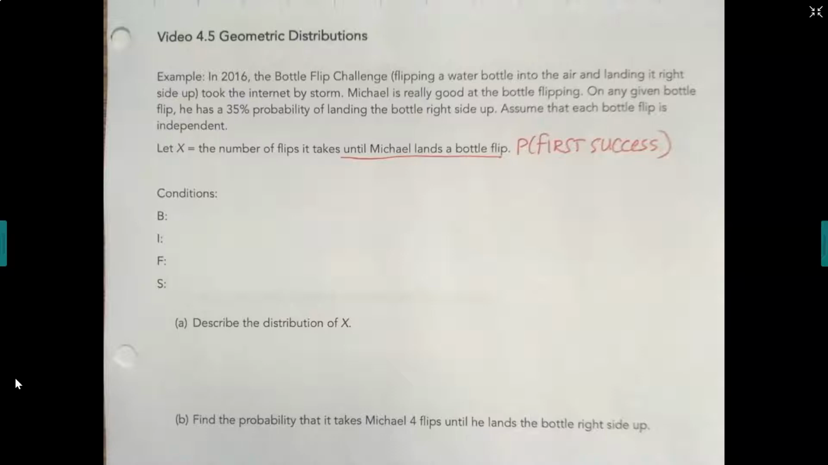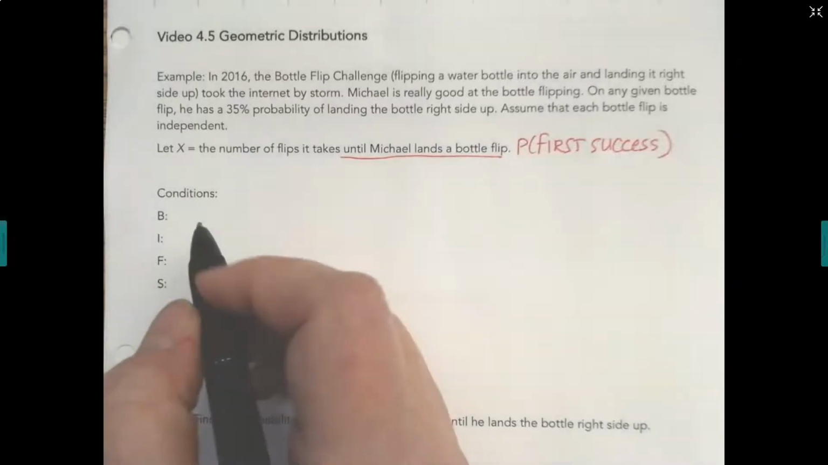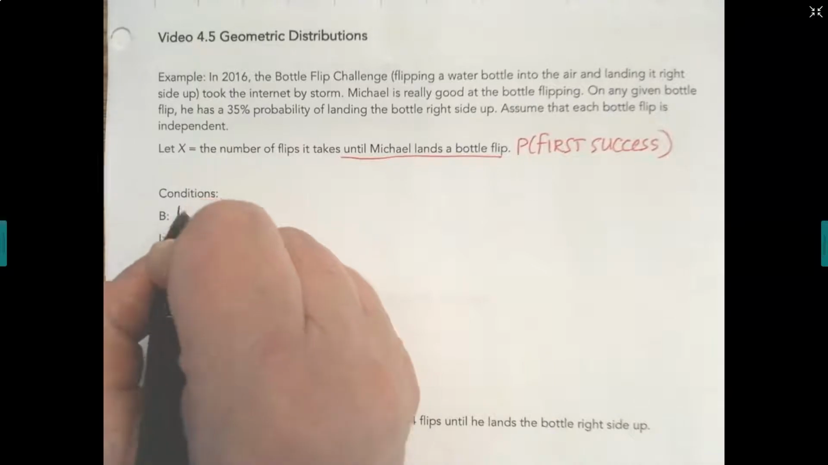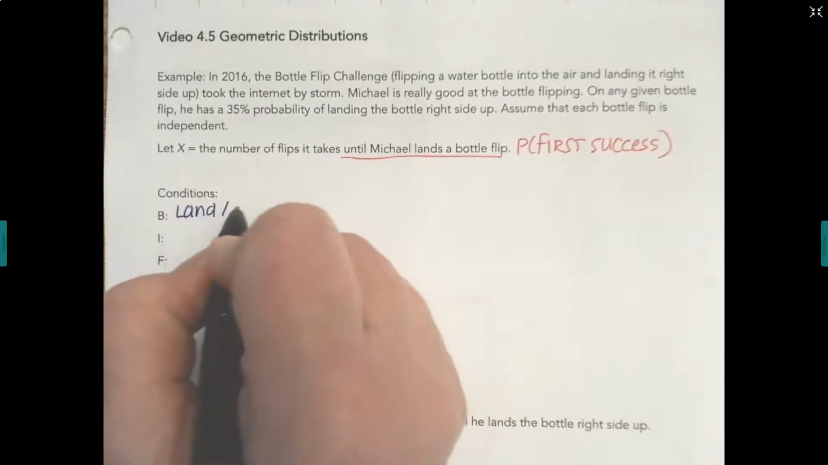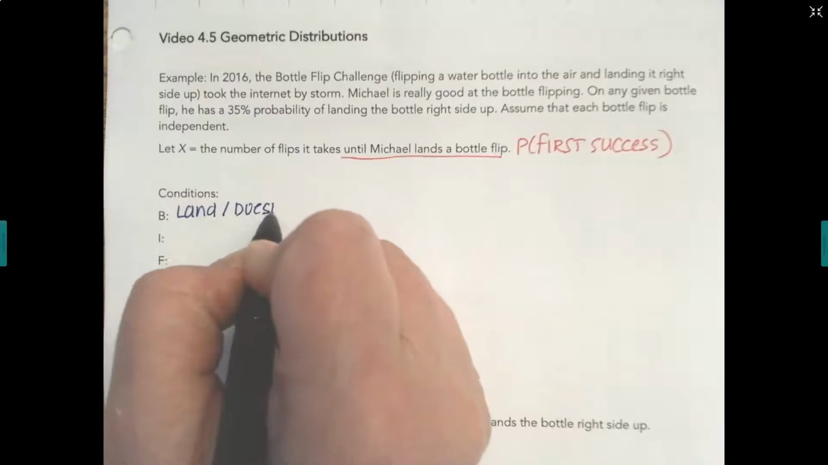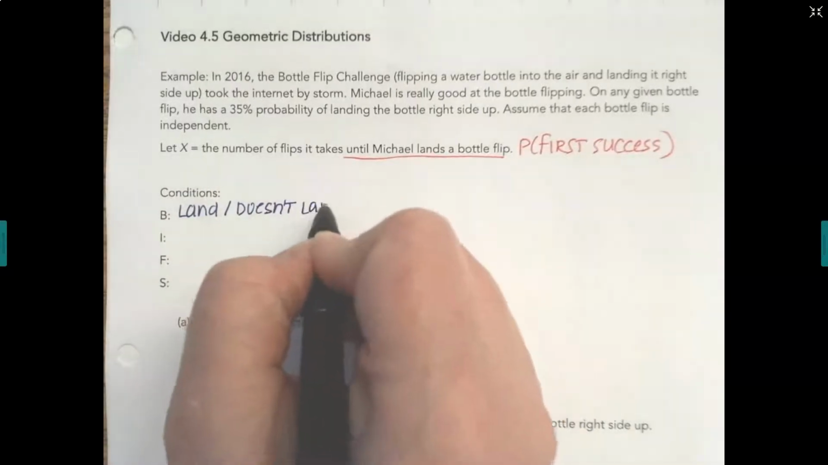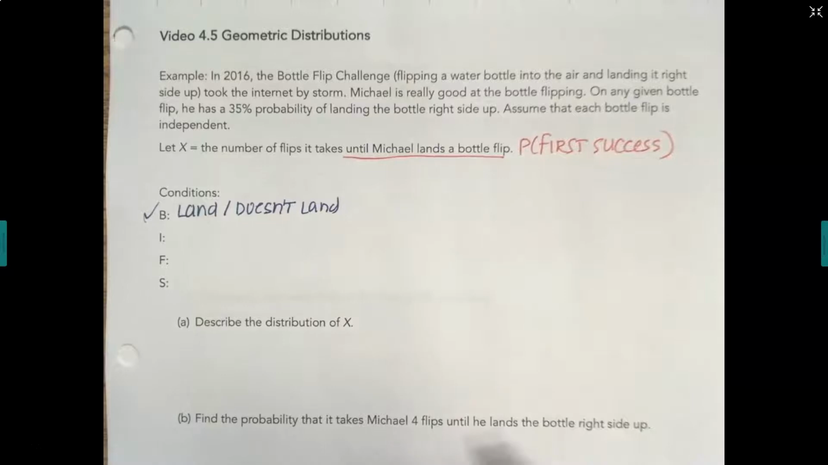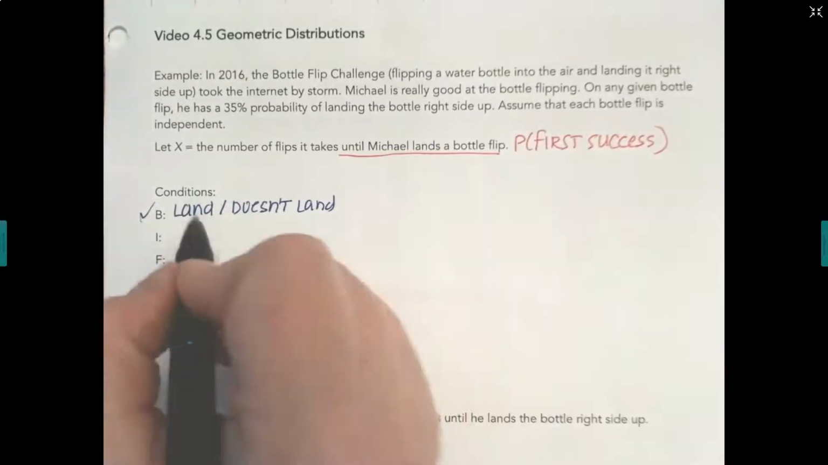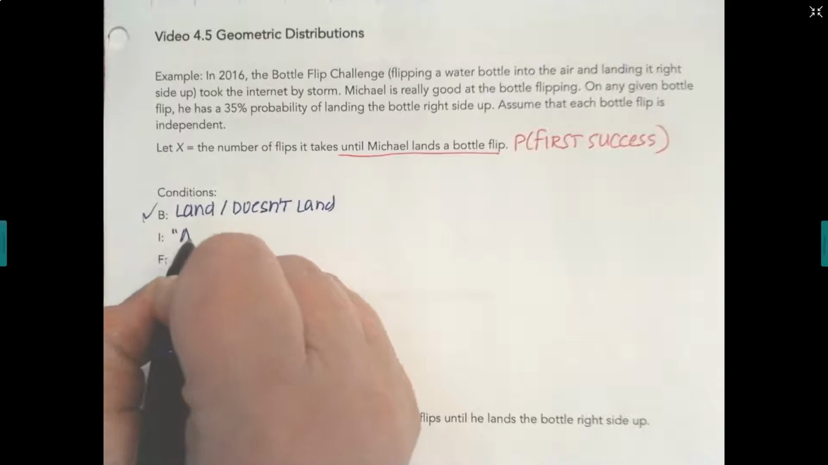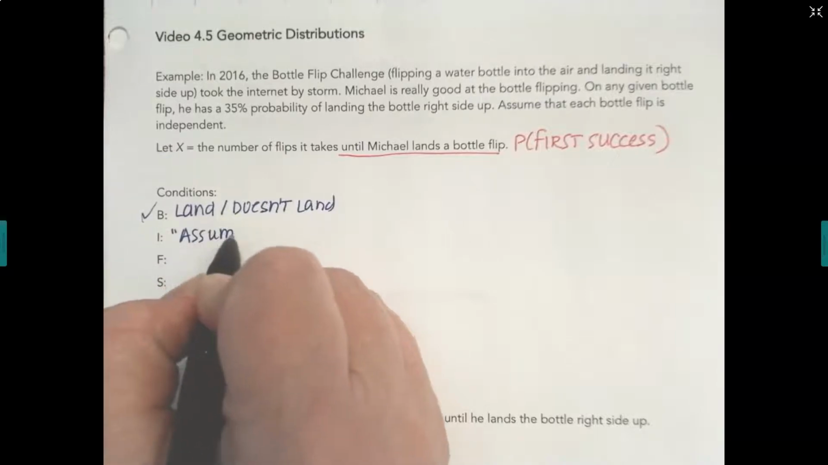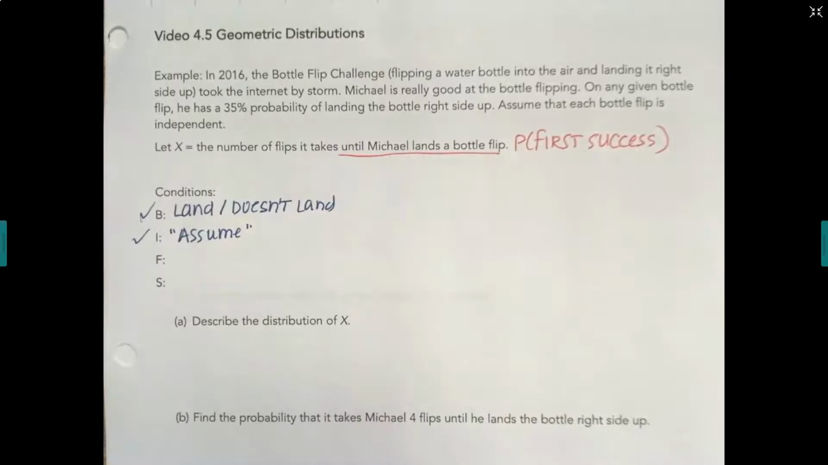Okay, just like with our binomial distribution, we have some conditions we need to check, then make sure they're met in order to go forward. So we have B, it's the same as for our binomial. It needs to be binary, and so we have land or doesn't land. So we're good there. We've met the binary condition. Independent, it says right there in the problem, assume that they're independent. So that was stated in the problem. So we're fine on our independent.